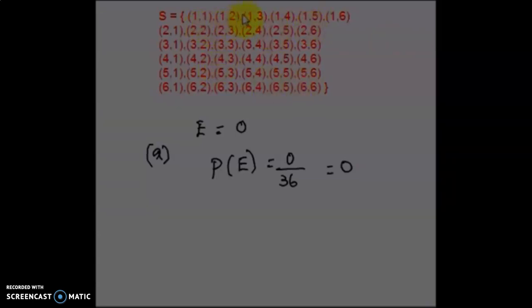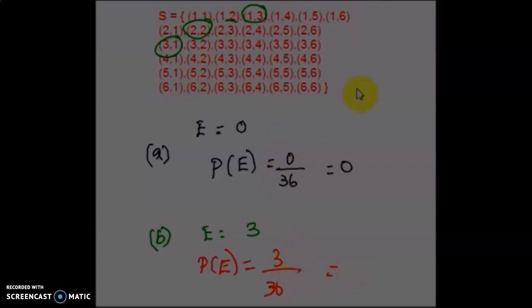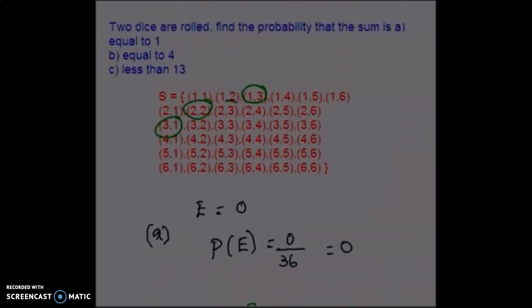Now the second question, a total of 4. So you can see this 1 3 makes a 4, 2 2 makes a 4, and 3 1. So these are 3 outcomes which are giving a total of 4. Here E is equal to 3, meaning the number of favorable outcomes is 3. So the probability of that event will be 3 out of 36. On simplifying, we'll get 1 over 12.